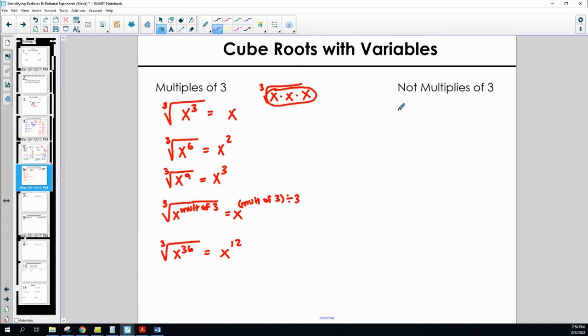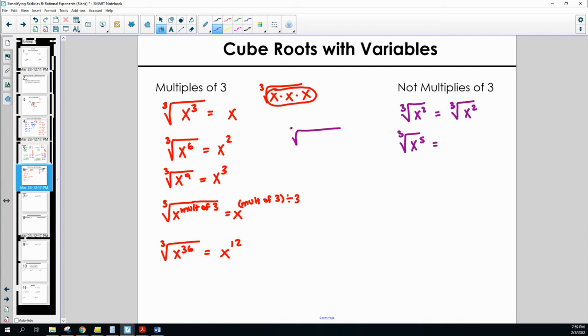Now what happens if it's not a multiple of 3? So, cubed root of x squared. Here the exponent is less than the index, so we can't do anything, so we'll leave it like that. If we have the cubed root of x to the 5th, we can think of this 2 ways.